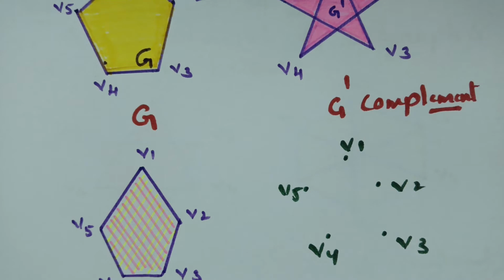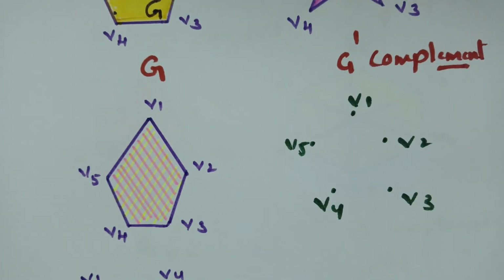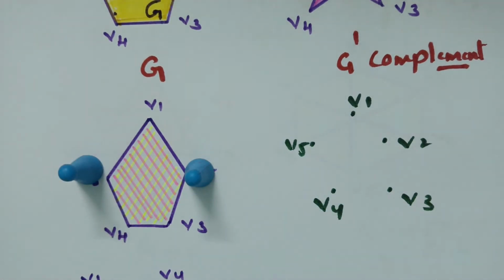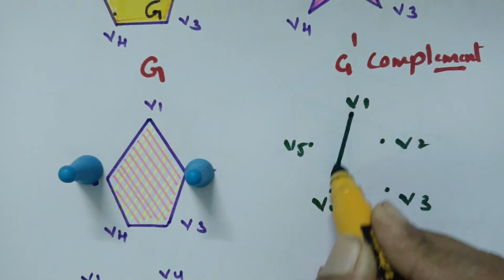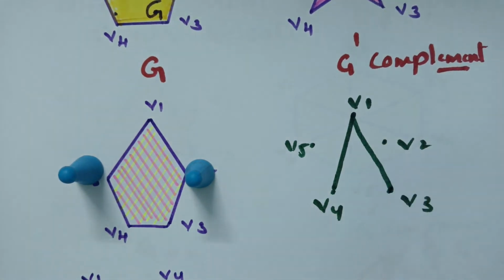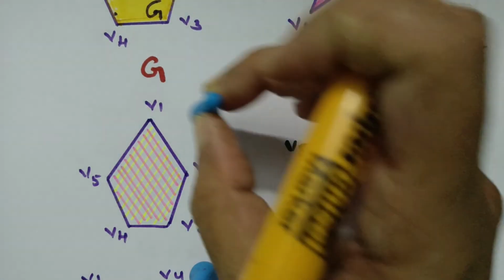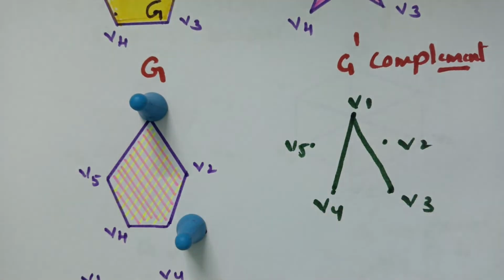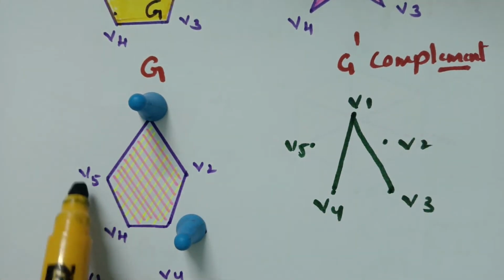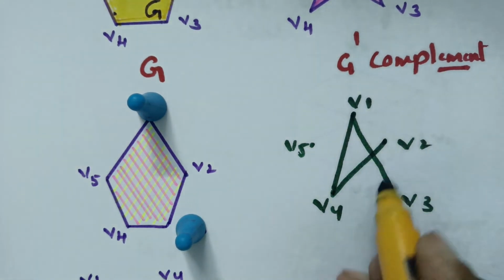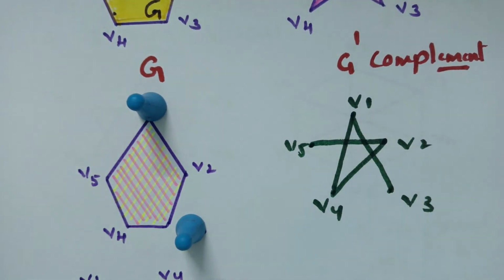And now see here, V1 is maintaining edges with V2 and V5. I have to close those two and I have to make edges with the rest, that is V4, and next one is V3. And next one, talking about V2, see here, V2 is making an edge with V1 and V3. Now if I close, I have to maintain an edge with V4 and V5. So from V2 I have to maintain an edge with V4 and next V5.